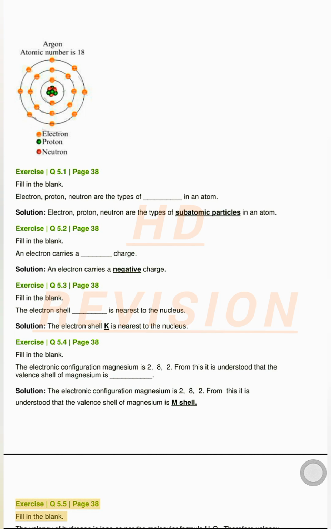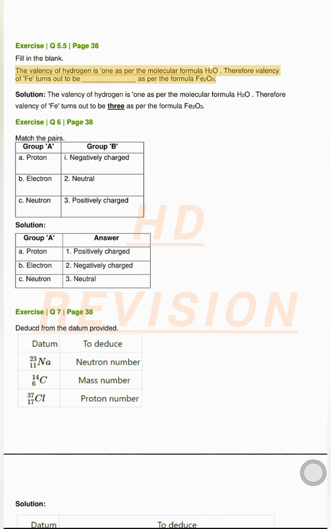Exercise Q 5.5, page 38: Fill in the blank. The valency of hydrogen is 1 as per the molecular formula H2O. Therefore the valency of Fe turns out to be blank as per the formula Fe2O3. Solution: The valency of hydrogen is 1 as per the molecular formula H2O. Therefore the valency of Fe turns out to be 3 as per the formula Fe2O3.